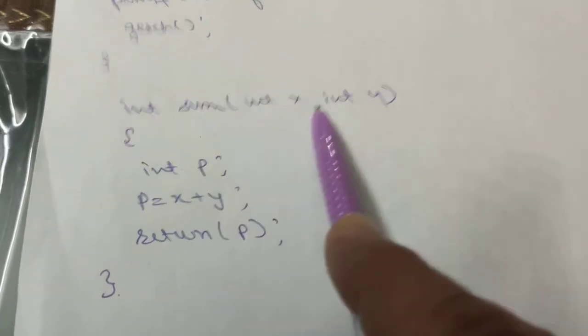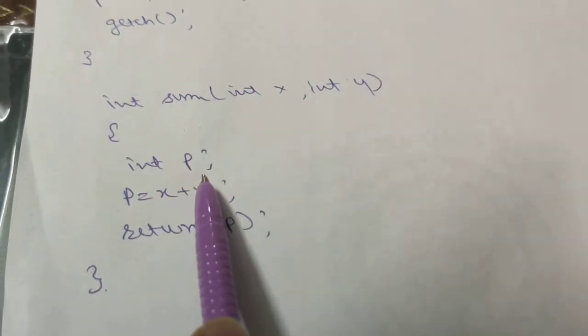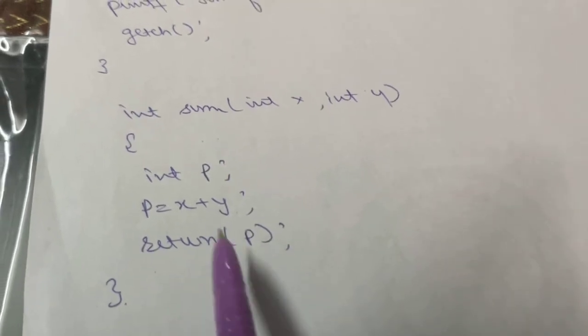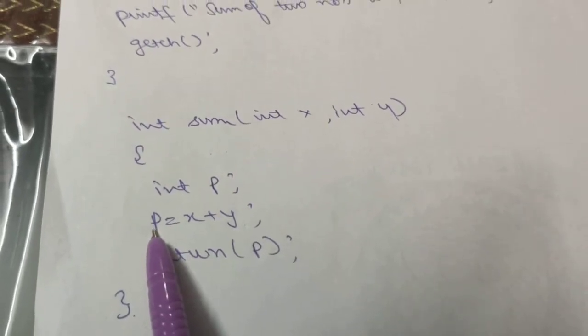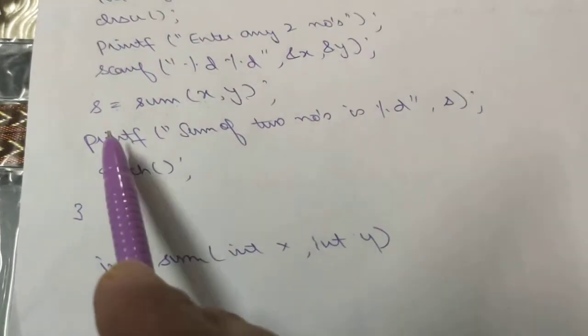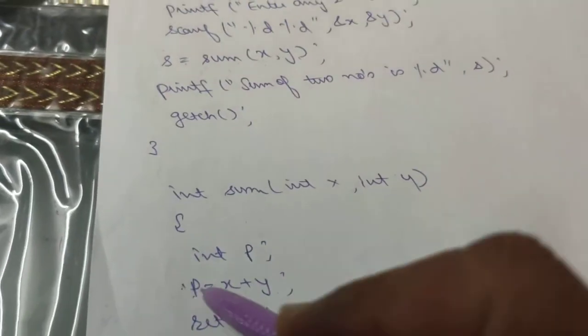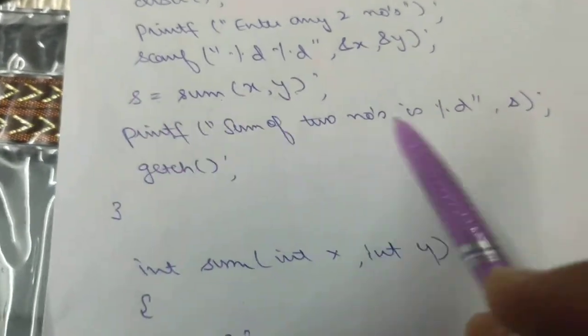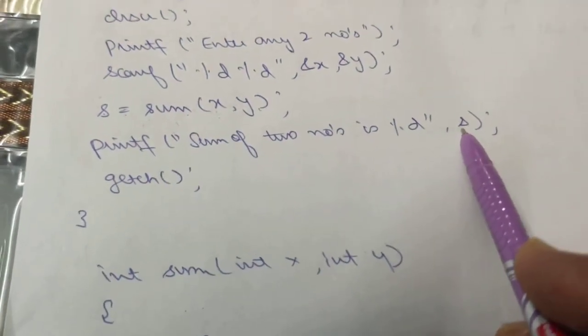So in this case we have to add x and y. We declare a variable p. So p is equal to x plus y. Now look at this statement. We have to return this value p to the function main. So this value p will be returned and will be collected here in a variable s, which is then printed as the output. The question is how to return the value of p.